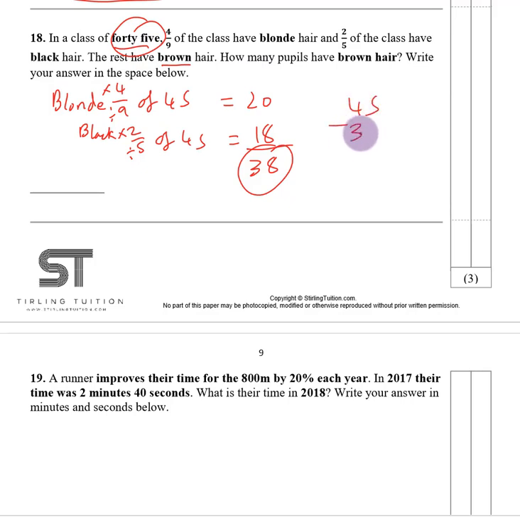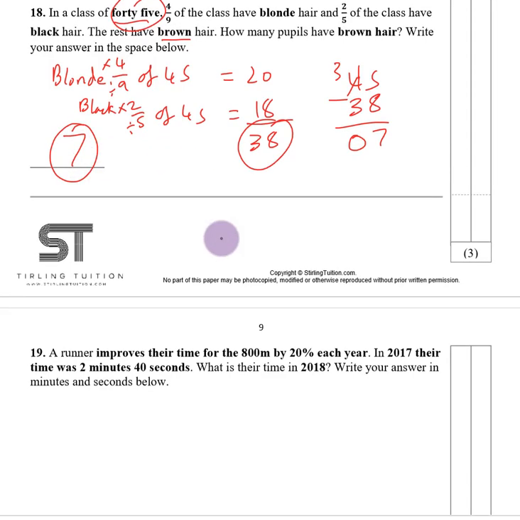So 45, take away 38. 5 take away 8 we can't do. We borrow. 15 take away 8, 7. 3 take away 3 is 0. So we've got 7 people with brown hair.